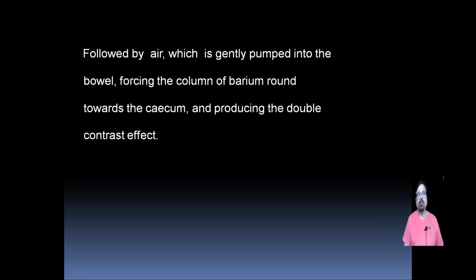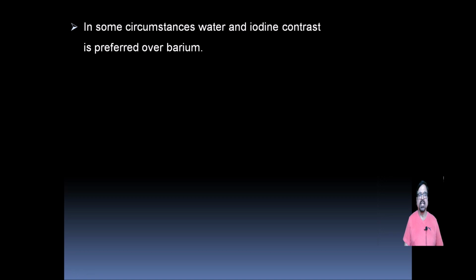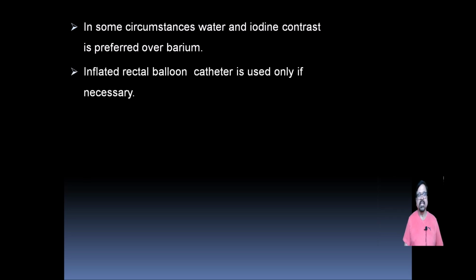Now, followed by this, since we are doing a double contrast examination, air is introduced, which is gently pumped into the bowel, forcing the column of barium ahead, and it should remain ahead. The introduced air column should not cross the barium, to give a proper mucosal coating and to obtain a proper double contrast examination. In some circumstances, water or iodinated contrast is preferred over barium, and these conditions we are going to see when we go to the film reading section.